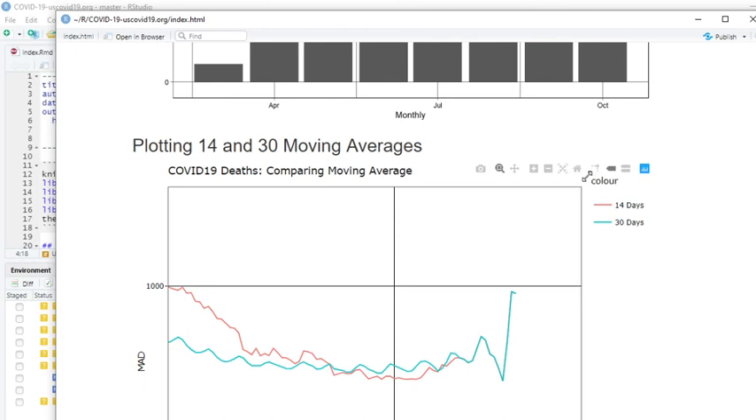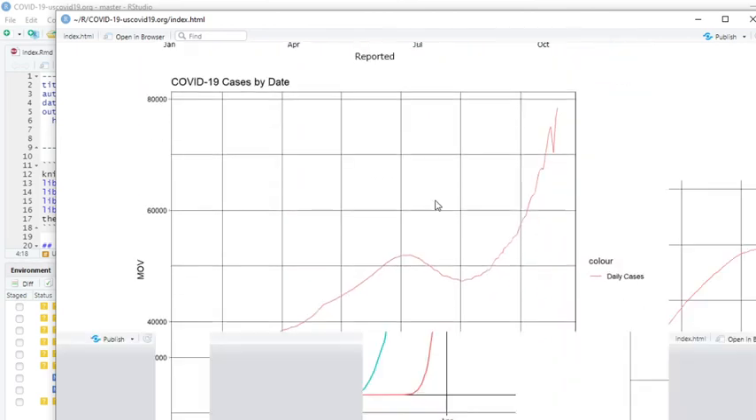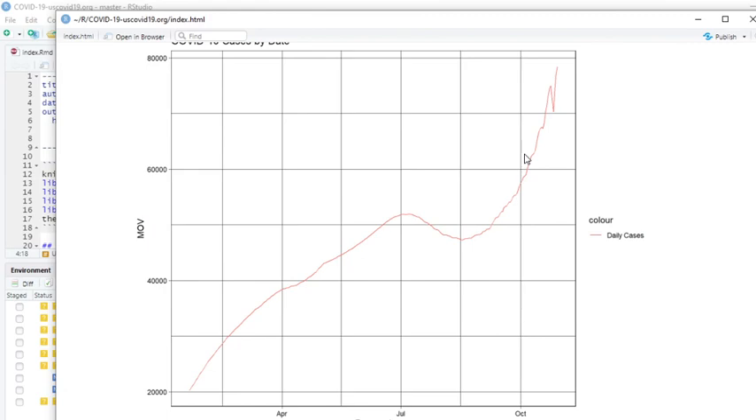This probably isn't really useful here, so I'll skip that. And this one here is just a very flat and smooth curve of cases. It doesn't really tell us anything we don't already know.